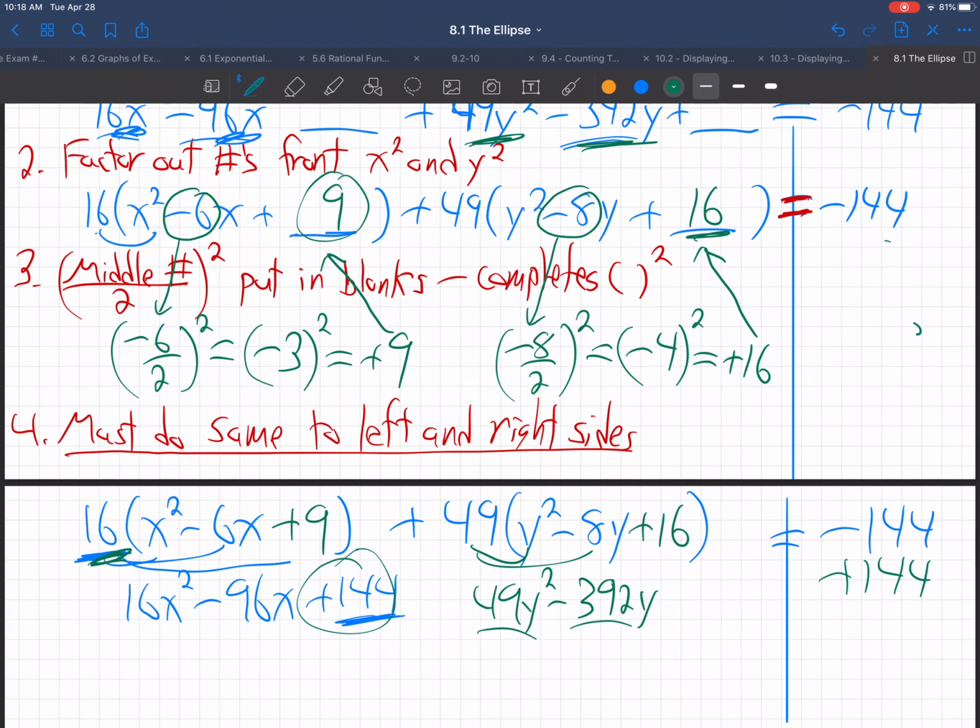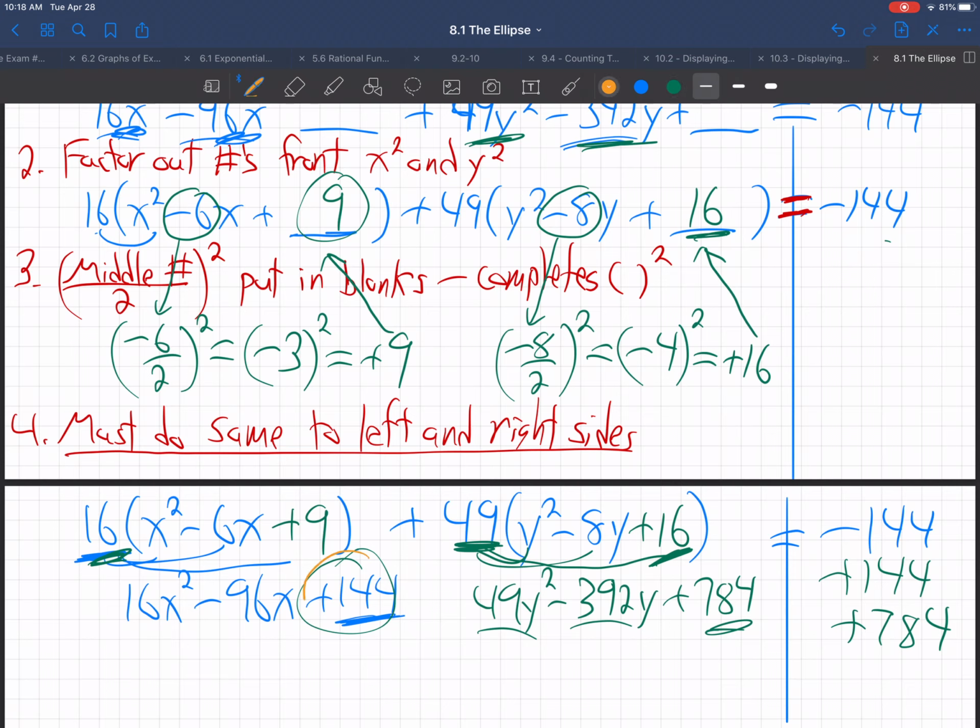Nothing new there, but 49 times 16, what's that? If I was to multiply that out, there would be a brand spanking new 784 that was never there before. So by adding this brand new 16 to the left side under the influence of a 49, I really added 784 to the left side, so I've got to also add that to the right. Does that make sense? I've got to make sure I'm really doing the same thing to both the left side and the right side. And now I am. Right?